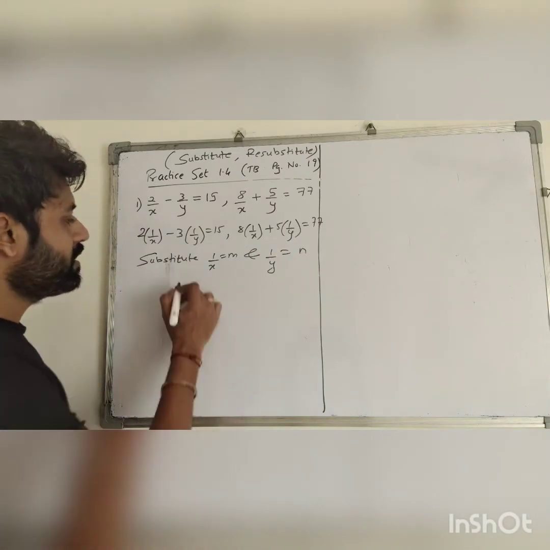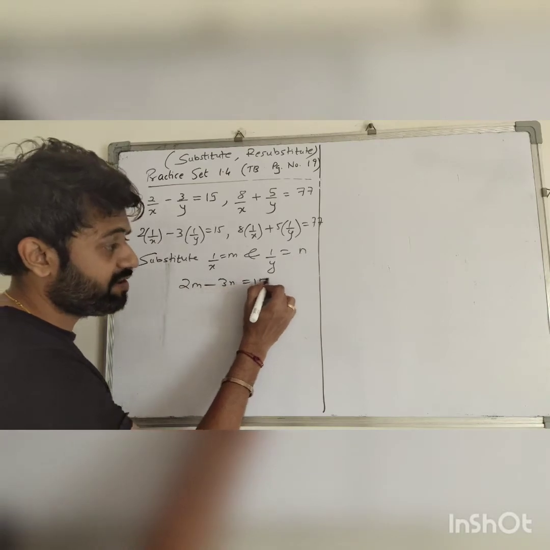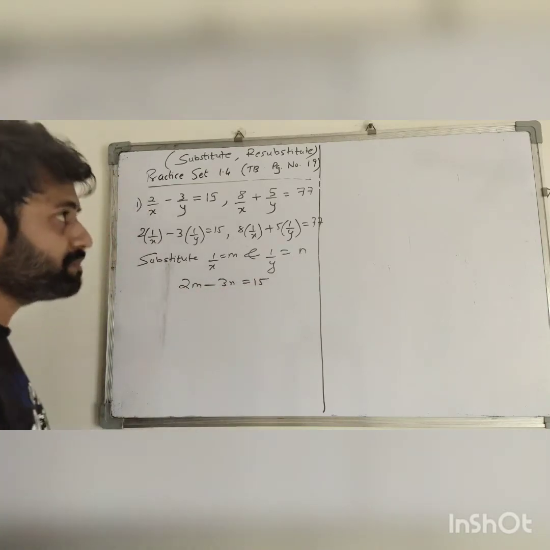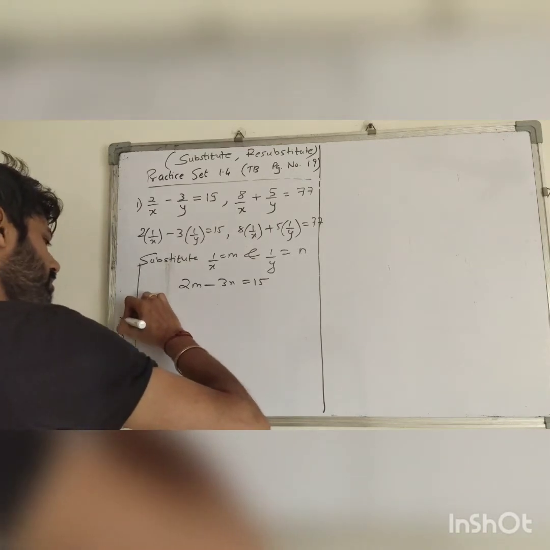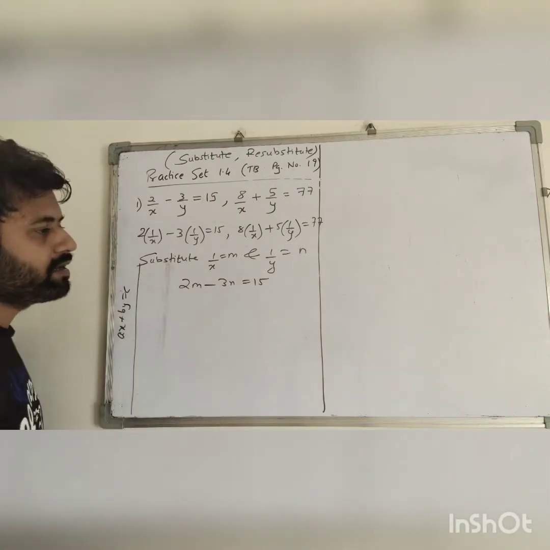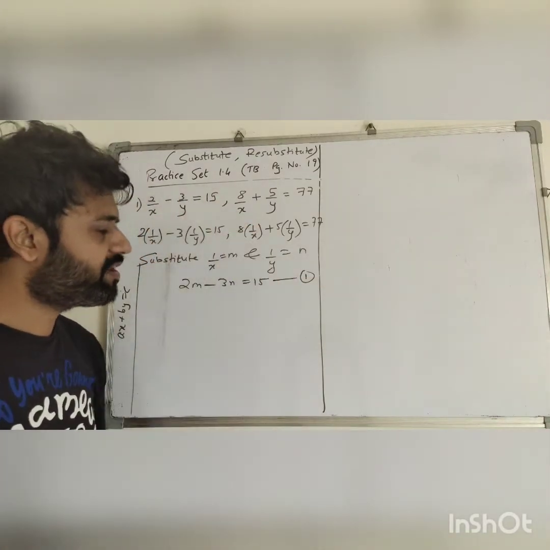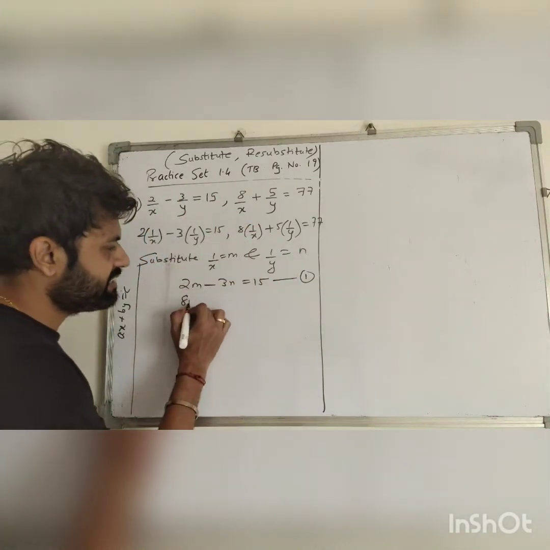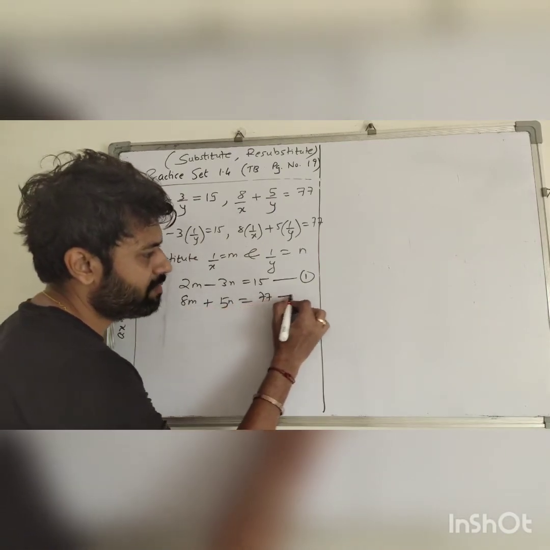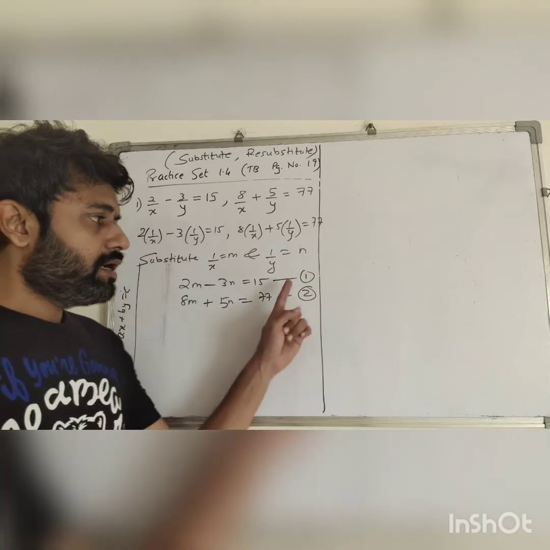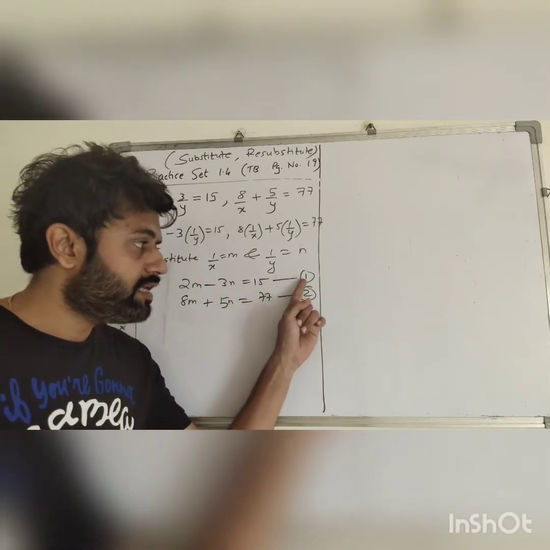So I get 2m minus 3n is equal to 15, which is in the form of ax plus by is equal to c, what I always want. So I will number it now 1. There was no need to number them, forget it. The second equation is 8m plus 5n is equal to 77, equation number 2. Remember students, we always write the equation number in a circle.